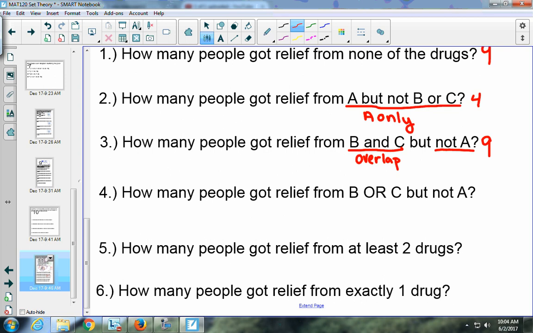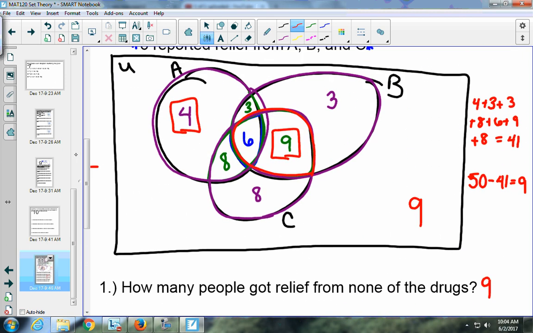For number 4, how many people got relief from B or C? Remember, that's the union. We look at anything in any of those circles, but not A. So we want stuff that's in B, stuff that's in C, but stuff that is not in A. So 8 is in C, 9 is in B and C, 3 is in B. None of them have any overlap with A. This 3 in green is in B and A, so we don't want to include it. 6 in our blue is in B and A, so we don't want it because of that A part.